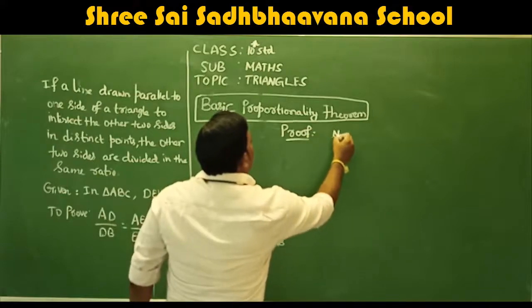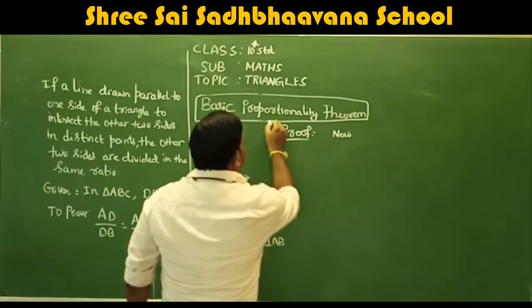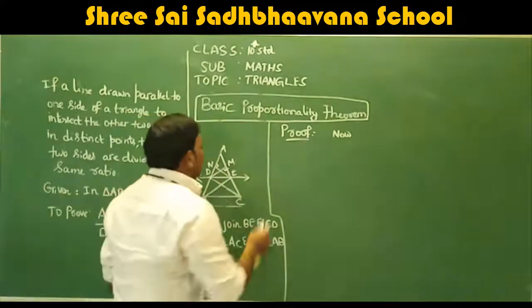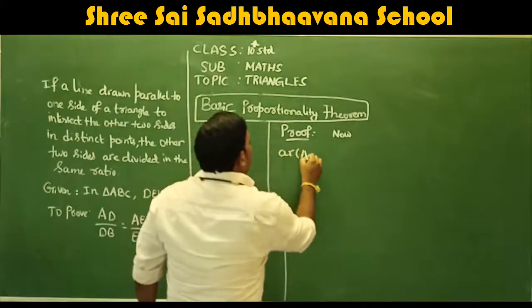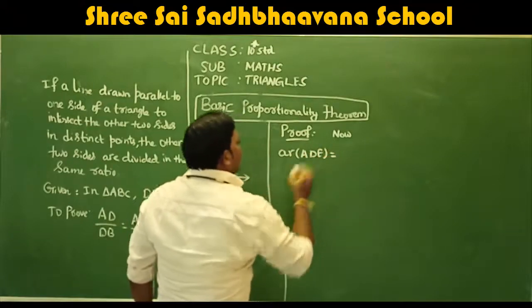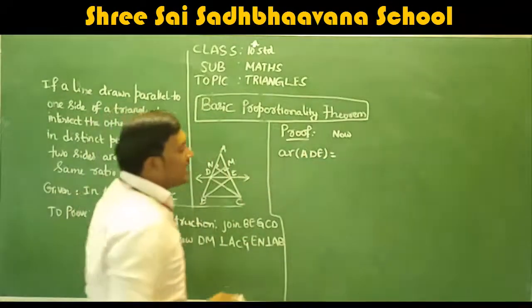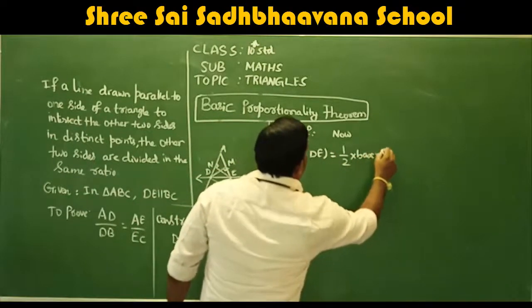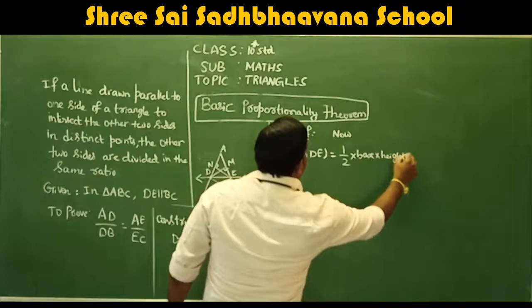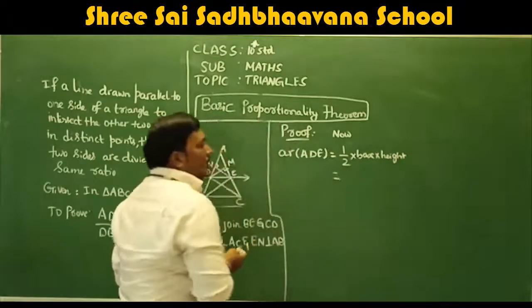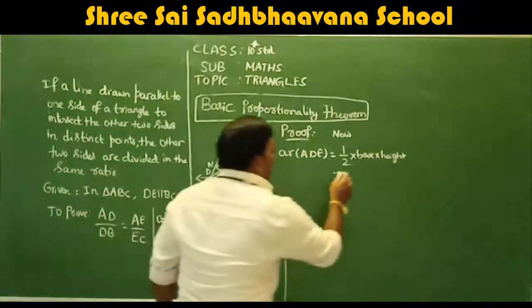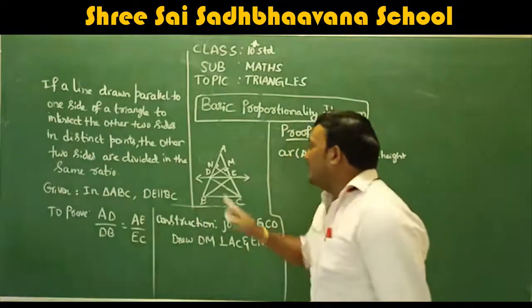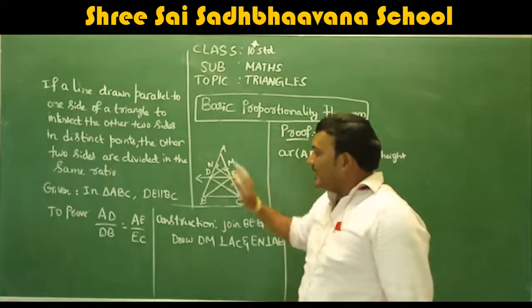Here now let us consider area of triangle ADE. What is the area of triangle ADE? As we know, area of triangle is half into base into height. This is the formula. Half into base into height. So half into what is base? Base for ADE. See, I can write area of triangle here.